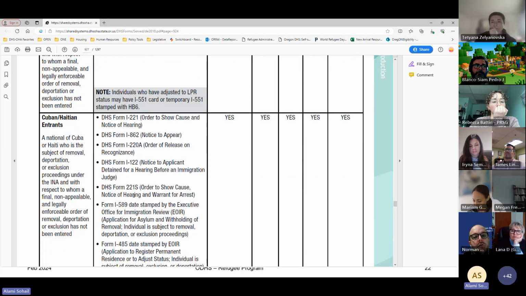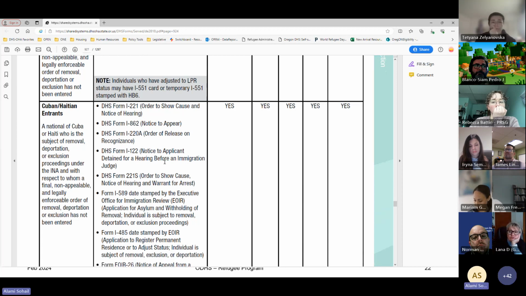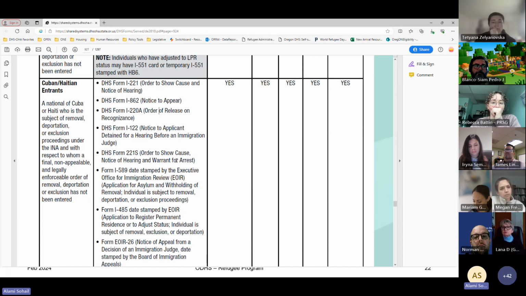If they are just a Cuban Haitian entrant and they have not been paroled, they would have any of these documents: I-221, order to show cause and notice of hearing, a notice to appear, or order of release on recognizance, a notice to applicant detained for hearing before an immigration judge. There's a bunch of documents listed here.